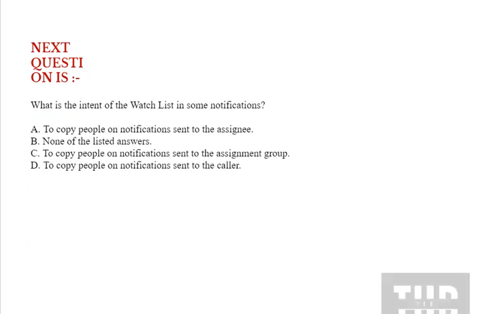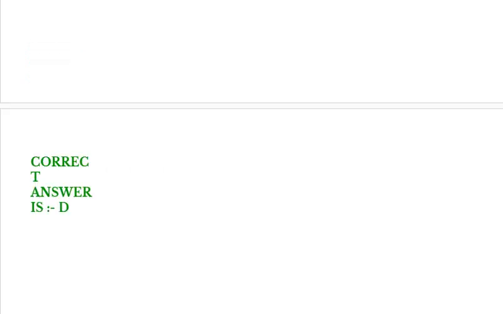Next question is, what is the intent of the watch list in some notifications? Option A, to copy people on notifications sent to the assignee. Option B, none of the listed answers. Option C, to copy people on notifications sent to the assignment group. Option D, to copy people on notifications sent to the caller. Correct answer is option D.